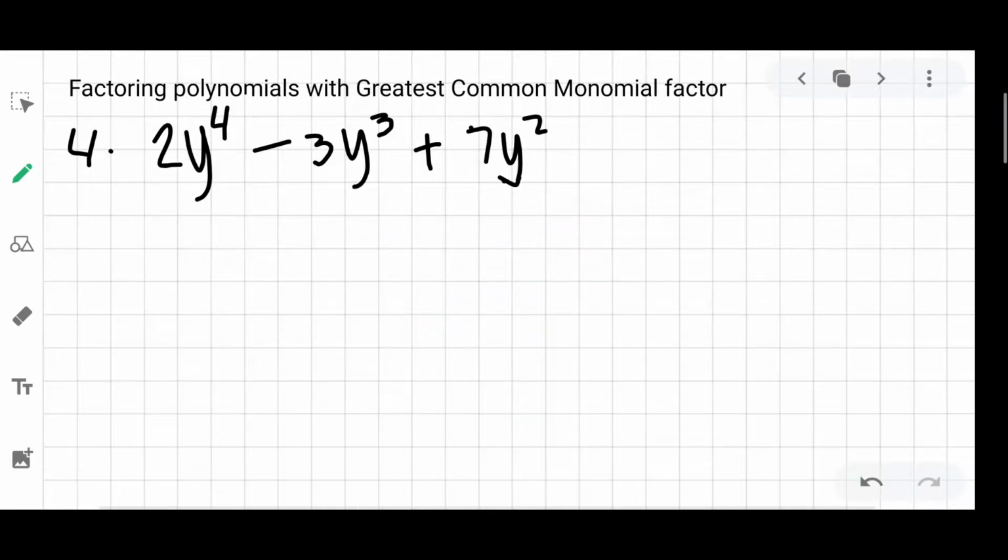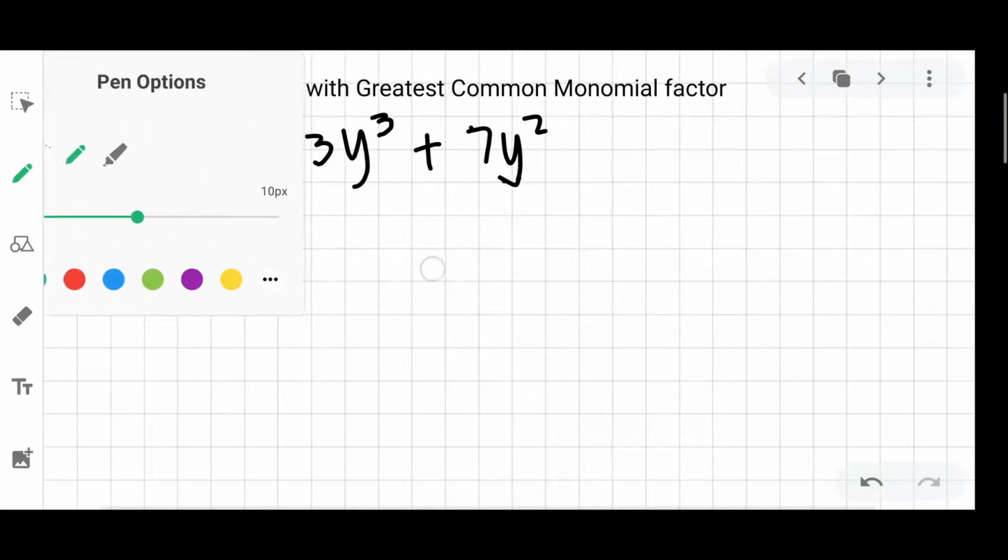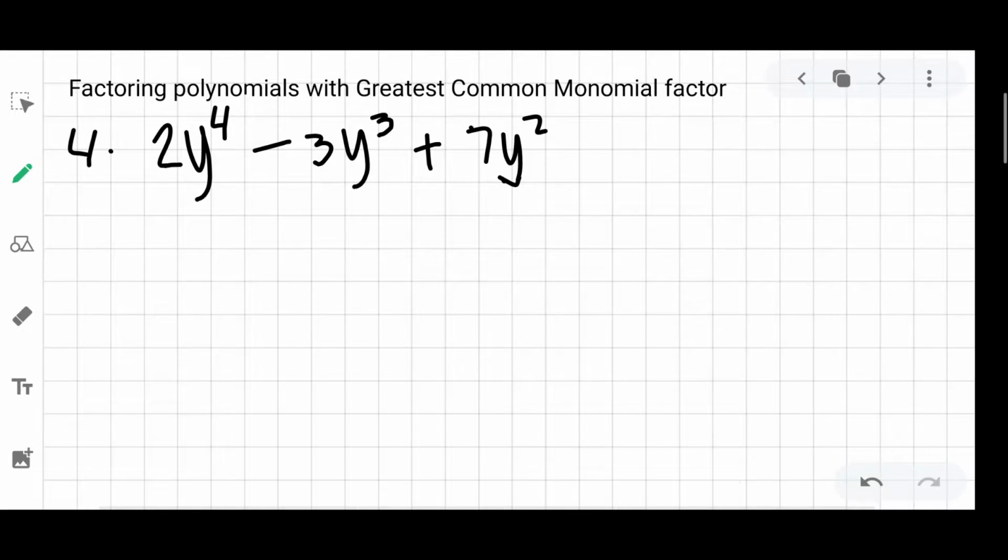Okay, so for our next example, we have 2y raised to 4 minus 3y raised to 3 plus 7y squared. Okay, so let's get the common factor of 2, 3, at saka 7. So, kung napapansin natin, ang 2, 3, 7 doesn't have a common factor. Kasi ang factors ng 2 ay 2 times 1. Ang factors ng 3 ay 3 times 1, and then the factors of 7 is 7 times 1. At kung napapansin natin, wala silang pinagkaparehas, kundi 1.